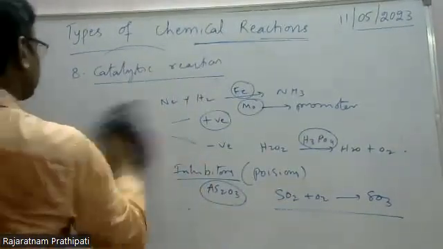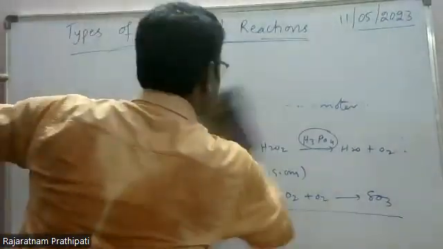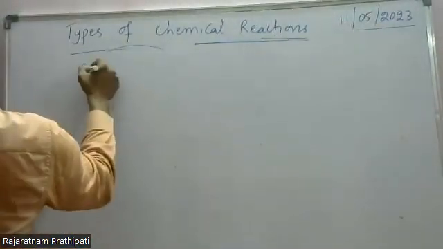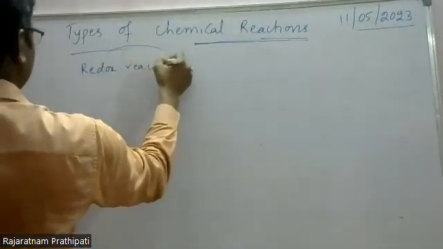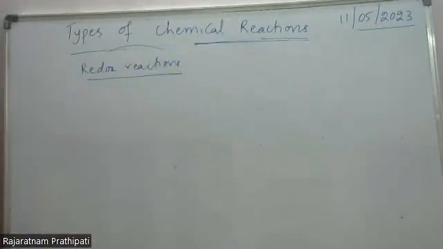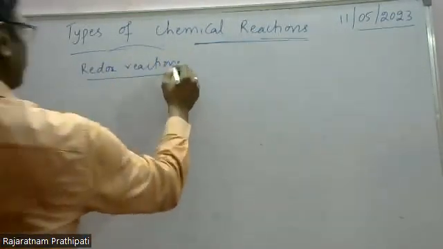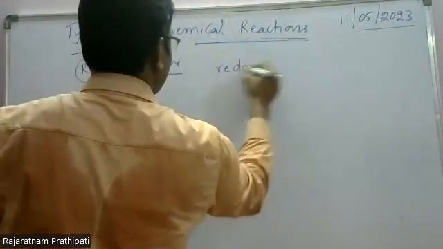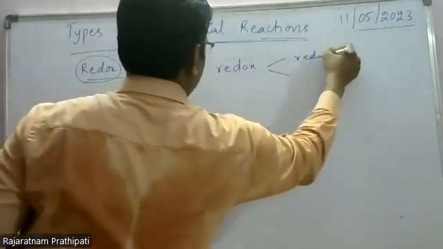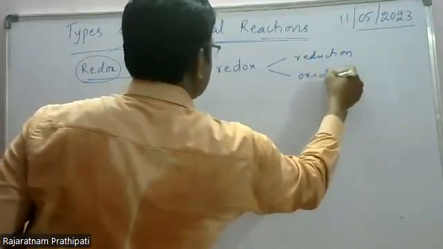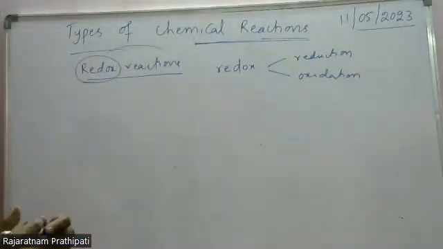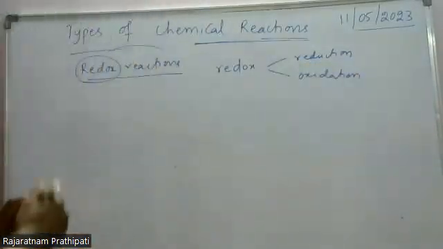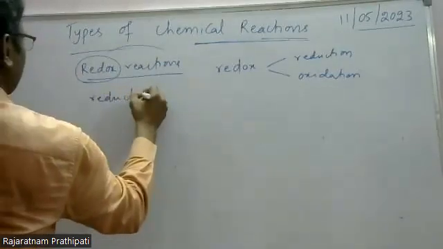Okay, now, next, another type of chemical reaction: redox reactions. Look at this word, redox. It consists of reduction and oxidation, both. Redox means it consists of reduction and oxidation.